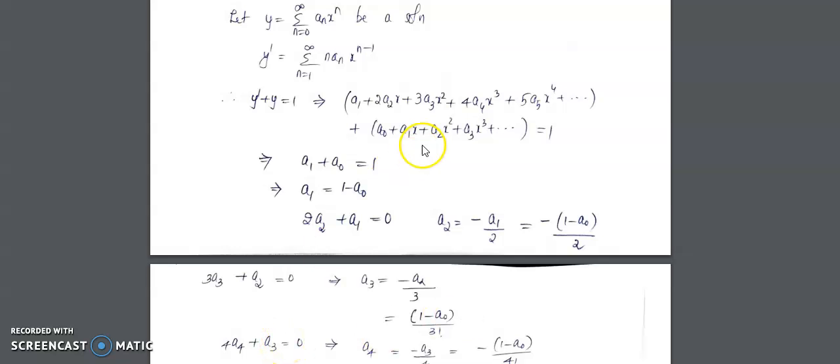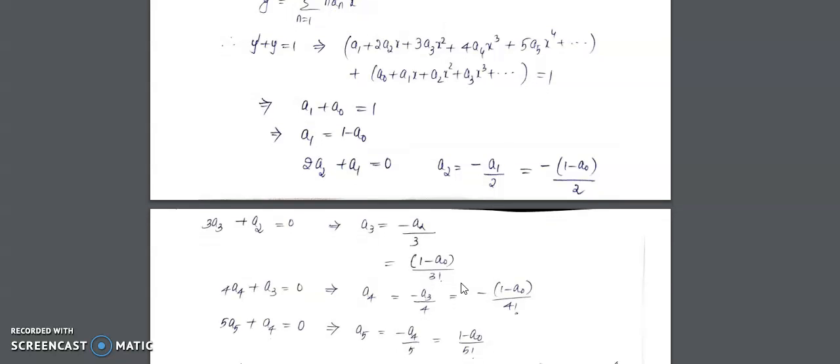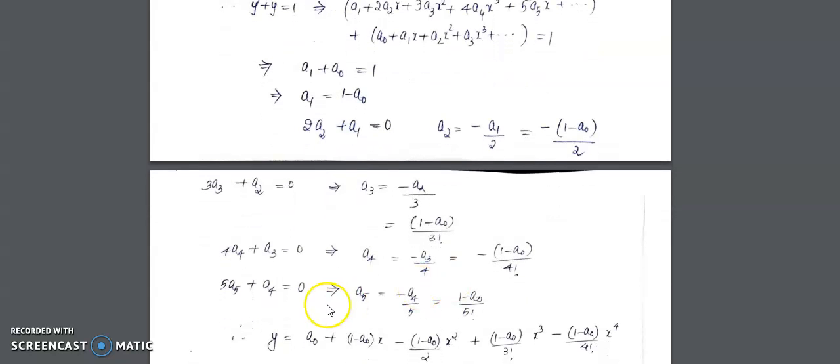Similarly, equating the coefficients of x cube, you will get 4a4 plus a3 equal to 0. So a4 is minus a3 by 4. Substituting a3, we will get minus 1 minus a0 by 4 factorial. And similarly a5 will be minus a4 by 5. So that is 1 minus a0 by 5 factorial. So the signs are alternately positive and negative, and in each term you have 1 by n factorial.